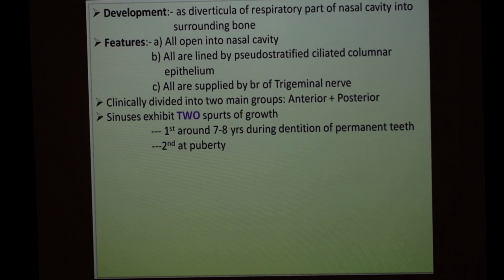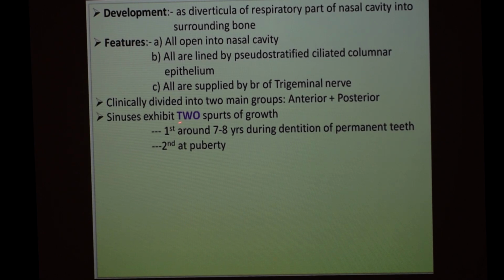Now, according to location, clinically they are divided into two main groups, according to whether they drain into the middle meatus of the nose or not: anterior and posterior paranasal air sinuses. The anterior paranasal air sinuses include the frontal air sinus, anterior and middle ethmoidal air sinus and maxillary sinus. They drain into the middle meatus of the lateral wall of the nose. The posterior group are the posterior ethmoidal air sinus and sphenoidal air sinus. They drain into the superior meatus of the lateral wall of the nose.